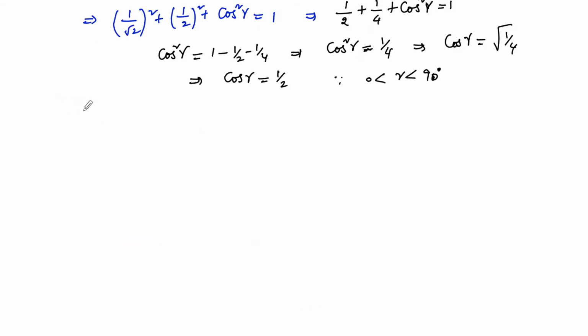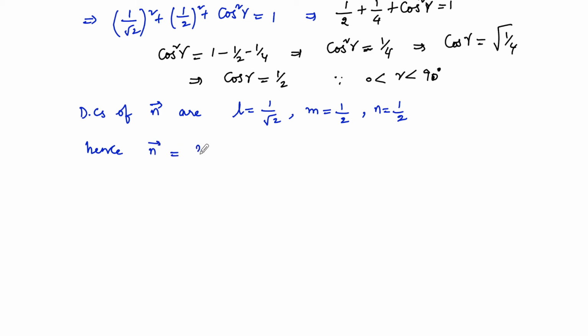Therefore the direction cosines of vector n are L equal to 1 by root 2, M equal to 1 by 2, and N equal to 1 by 2. Hence vector n with magnitude 8 units is equal to 8 times Li plus Mj plus Nk, since Li plus Mj plus Nk is a unit vector. So it is 8 times 1 by root 2 i plus 1 by 2 j plus 1 by 2 k.